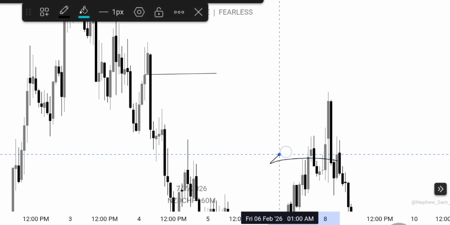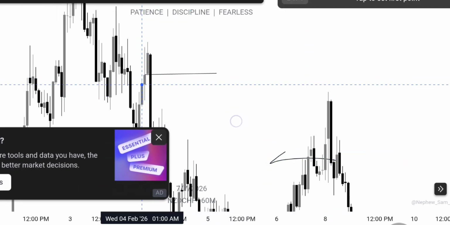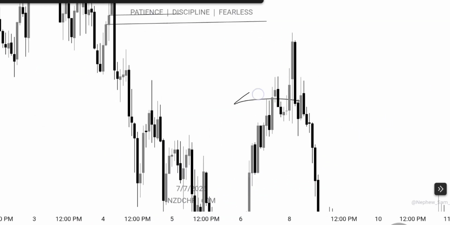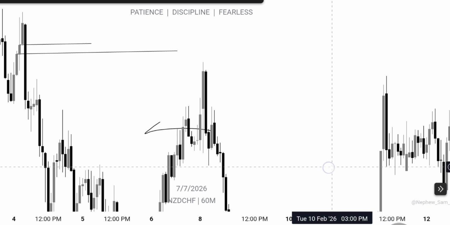Now look at this level. Price has not come back to that level. The price has not used that level. So that level is fresh. Okay, let me look for a level that price has used.